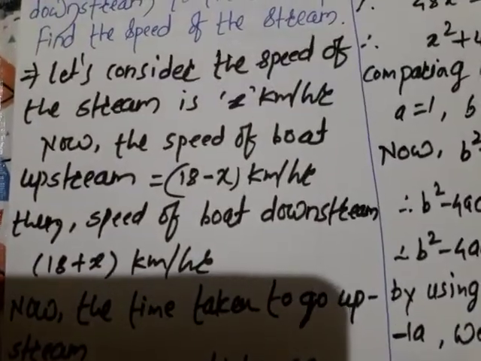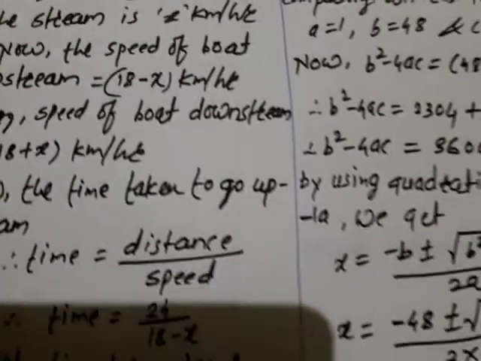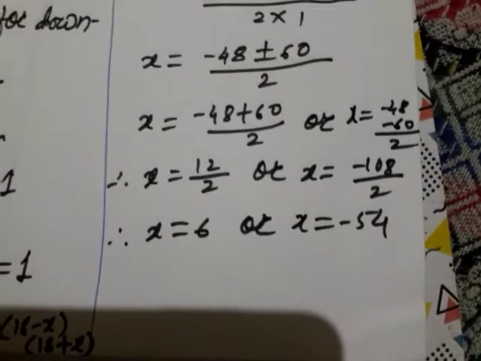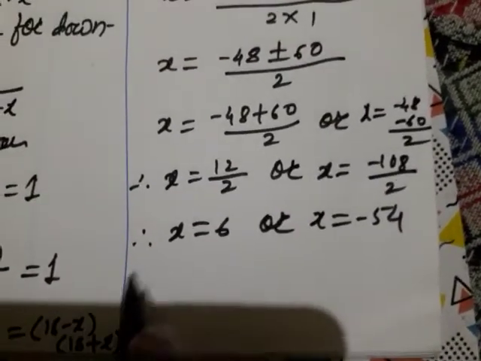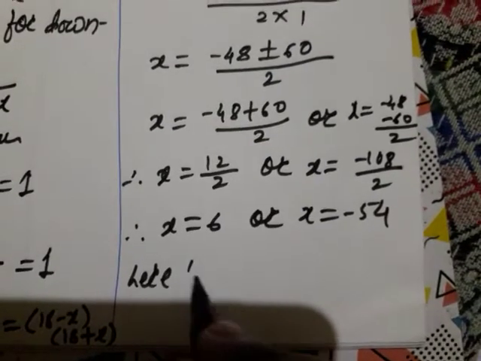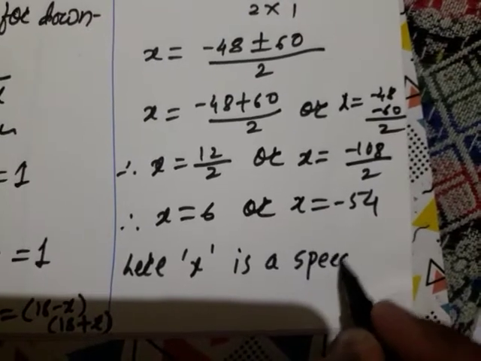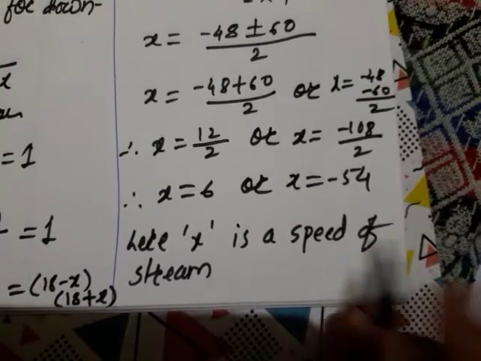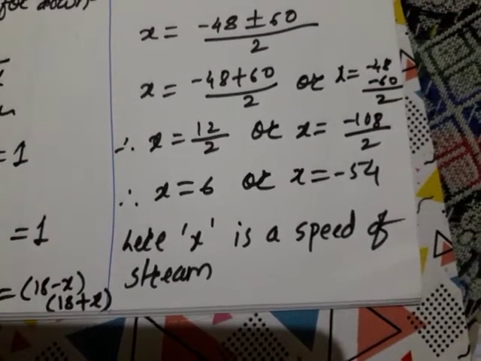But what is x? We have considered here. x हमने क्या कंसिडर किया है? The speed of the stream. और speed कभी भी माइनस में नहीं होता. Okay, that's why we can see here x is a speed of the stream. Here x is a speed of stream. It cannot be negative.